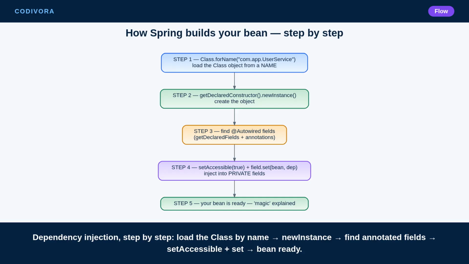Here is Spring's magic as 5 concrete steps. Step 1. Load the class object from a name string with Class.forName. Step 2. Create the instance through its constructor. Step 3. Scan its declared fields for the @Autowired annotation. Step 4. Set accessible true. Then field.set to inject the dependency into the private field. Step 5. Your bean is ready. Every framework trick you've seen is some version of these 5 steps.